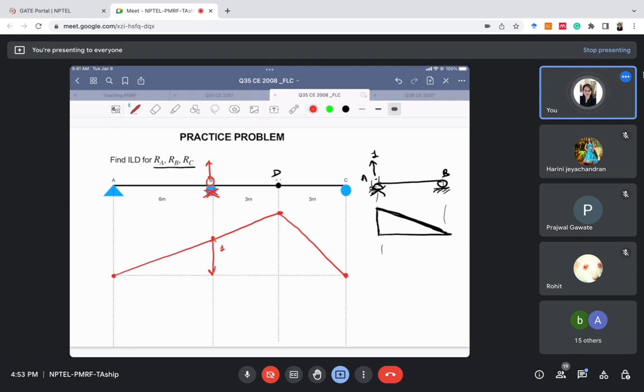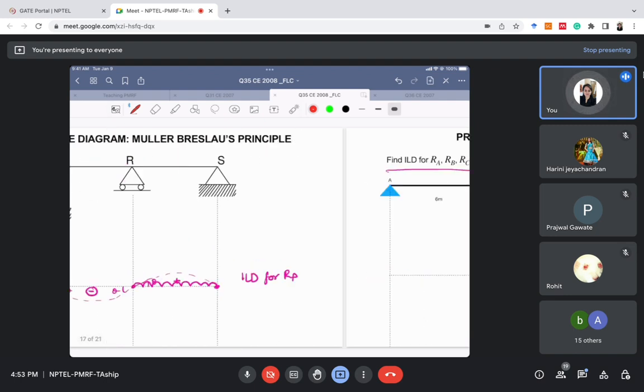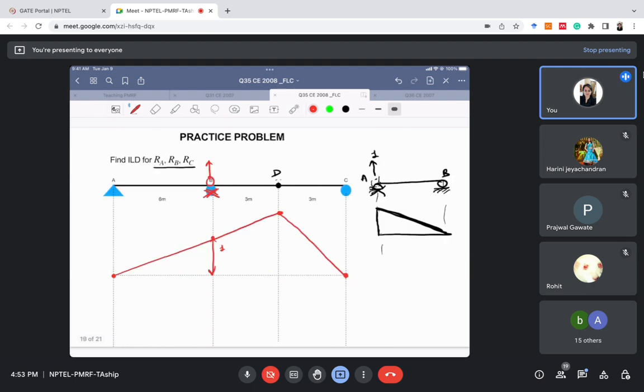Just for revision, I'm taking the beam part also. For drawing the ILD for reaction at A, you need to remove the restraint from that point and pull it upward by unit amount. I think that is enough for today's class. If you have any questions, you can ask me. And for this ILD for beams, for both determinate and indeterminate, you can check the last class recordings. Any question?